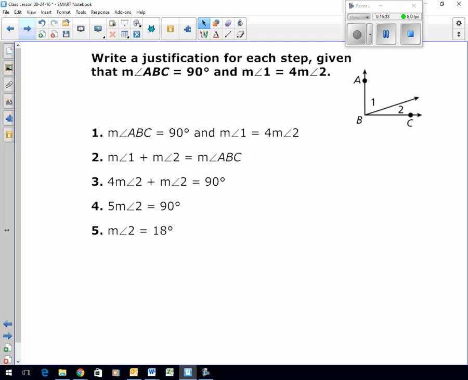Okay, given that the measure of ABC is 90 degrees and the measure of angle 1 equals 4 times the measure of angle 2. Okay, 4 times the measure of angle 2. Right? Help me out here. My statement is measure of angle ABC is 90 degrees and the measure of angle 1 is 4 times the measure of angle 2. How do I know that? Thank you. Now we're catching on. Okay, this is given.